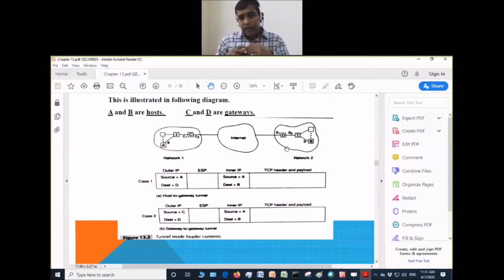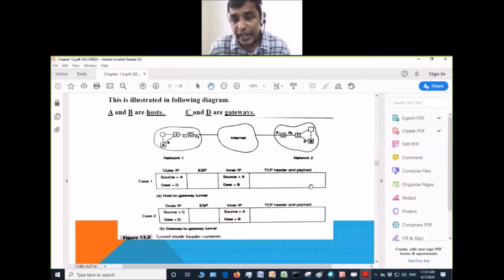So when a packet comes from A, it will replace that with C and send it to the destination D instead of B. Similarly, D will translate that address, remove the D IP address and place B's IP address, so it will go to the destination B. So here translation of converting the original address of A and B will be done by the router C and D. Okay, so this is how our IPsec works in tunnel mode.